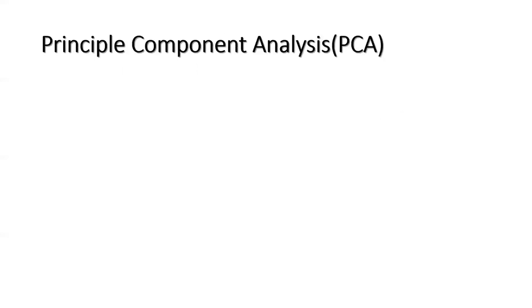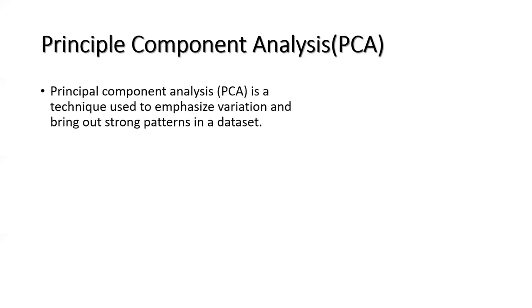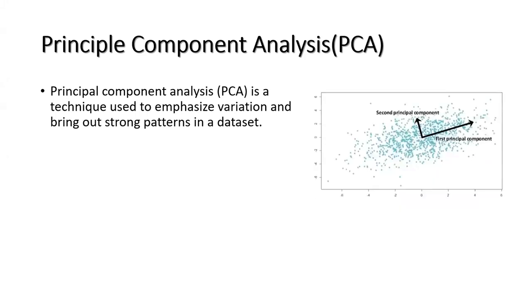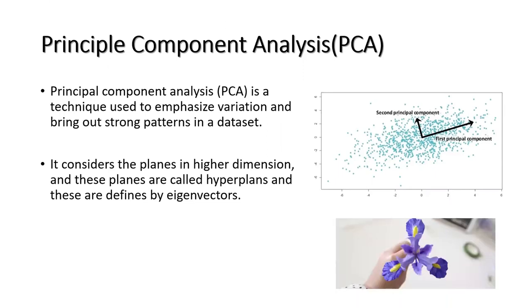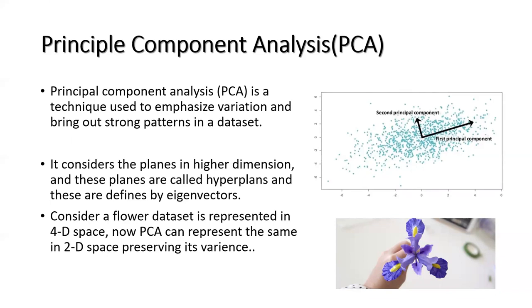PCA, Principal Component Analysis. PCA is one of the dimensionality reduction techniques. It emphasizes variation and brings out the strong patterns in the dataset. It takes the dataset and finds its planes, called hyperplanes, defined by eigenvectors. Consider the iris flower dataset. It is represented in 4D space, and PCA can represent the same in 2D, preserving its variation.